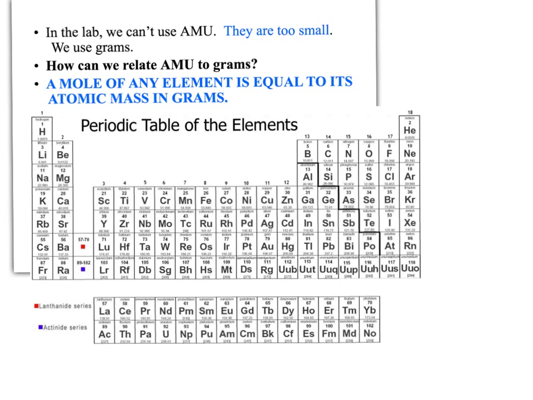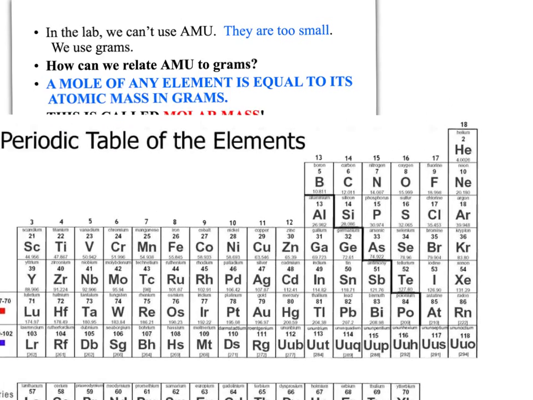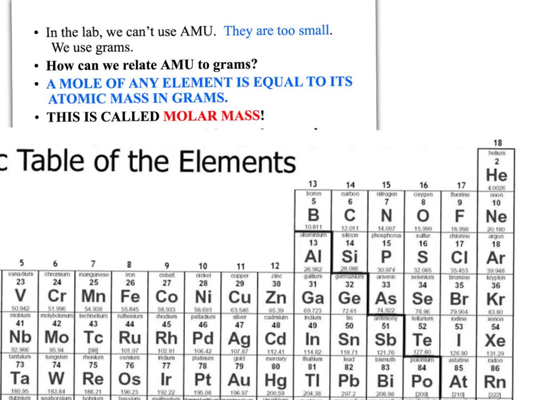In the lab, we're not going to use AMU. I'm not going to send you to the balance to weigh out 1 atom of oxygen because it would be way too small. So here's the beauty of the mole. A mole of any element, meaning 6.02 times 10 to the 23rd atoms of that element, will be equal to its mass in grams. In other words, if we go to the periodic table, and this is going to be called molar mass, by the way.